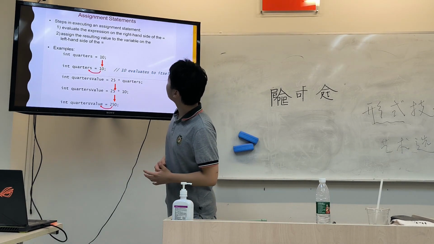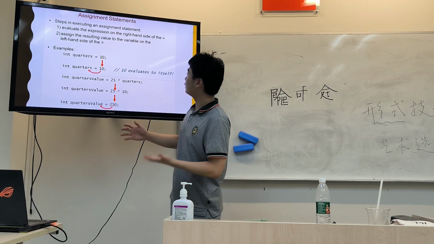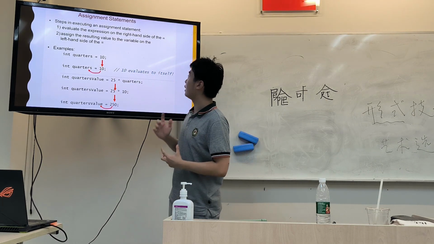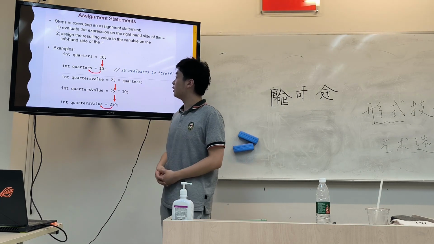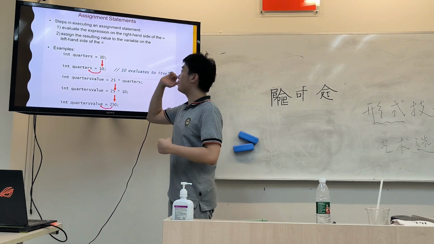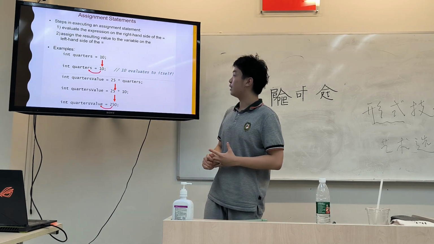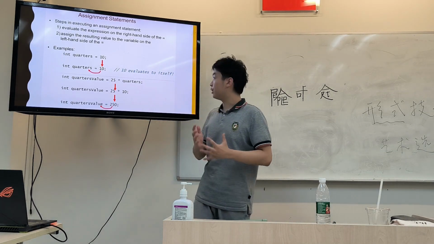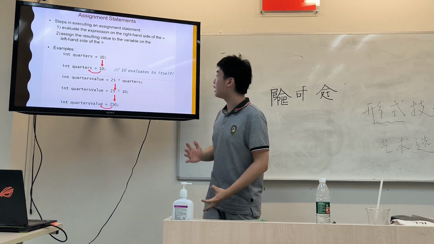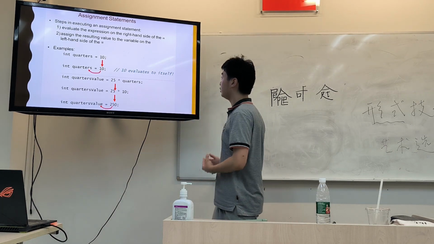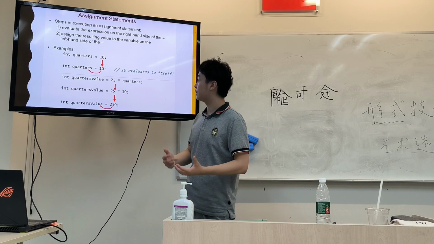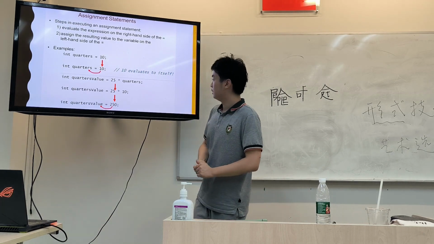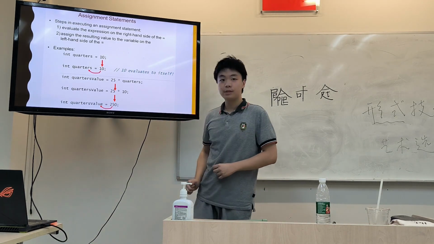These are the steps in executing an assignment statement. Java will first evaluate the expression on the right-hand side of the equal sign, and then assign the resulting value to the variable on the left-hand side of the equal sign. And here is the process.